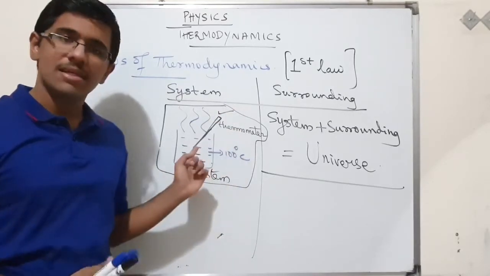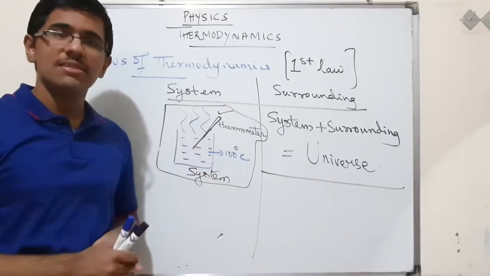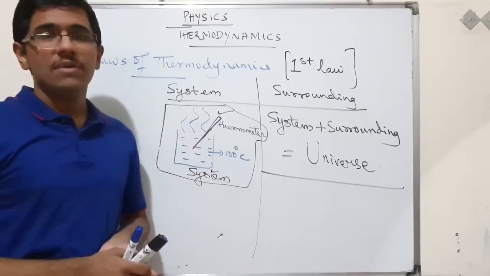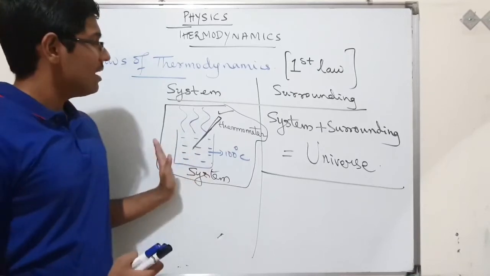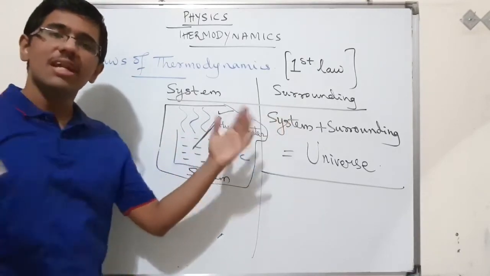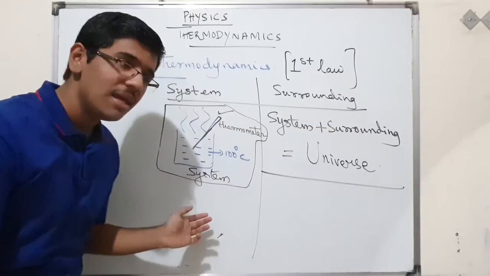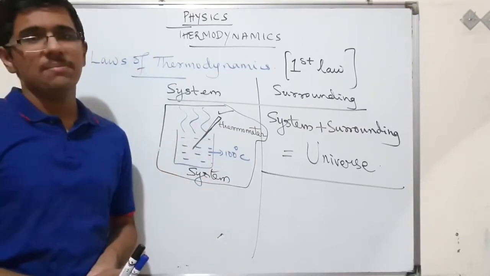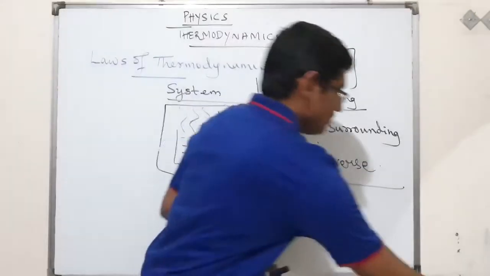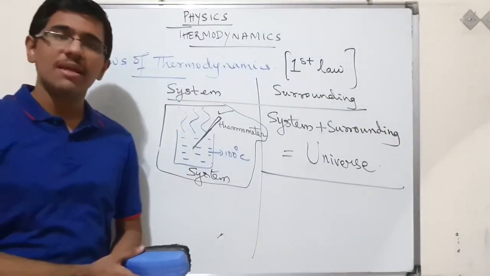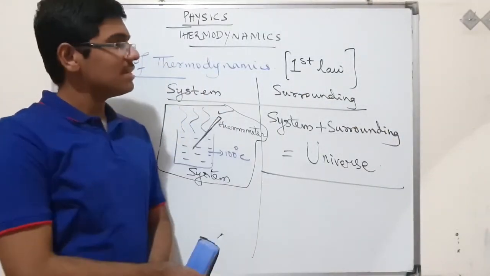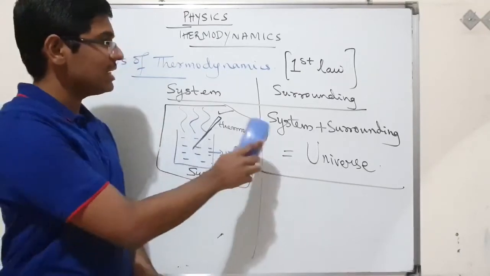System is nothing but the experimental apparatus or experimental setup we are using for conducting an experiment on thermodynamics. And surrounding is the entire universe excluding the system. This is the basic idea. Okay. Now we are ready to move to the first law of thermodynamics. You have the capability to understand the first law of thermodynamics after getting these keywords.